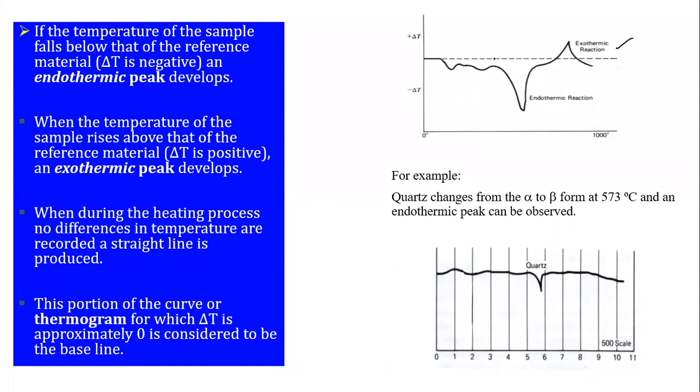If it is less than the baseline, that is delta T, it is called the endothermic reaction. So this is the variation, students. Here the delta T is negative, here the delta T is positive. If there are no changes, it will follow the baseline and produce only a straight line. The graph will be a straight line. There will be no changes. So these are the graphs regarding thermal analysis.